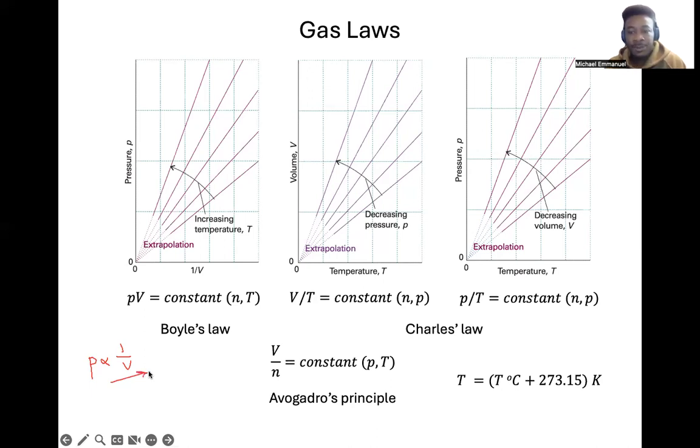Then Jacques Charles in 1780 came up with a relationship between the volume of a gas and its temperature. Now, this relationship states that the volume of a gas is directly proportional to its temperature, such that if we increase the temperature of a gas, the gas expands. That is, its volume increases.